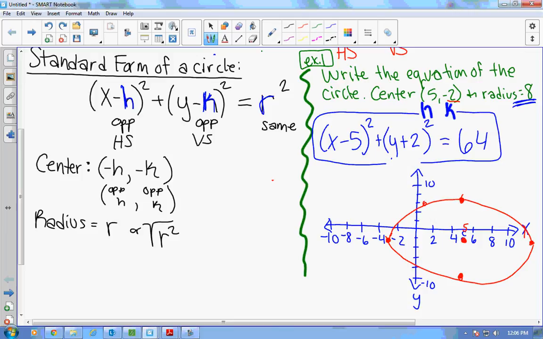Yeah? This one was just labeling a number 6. It just says 6.